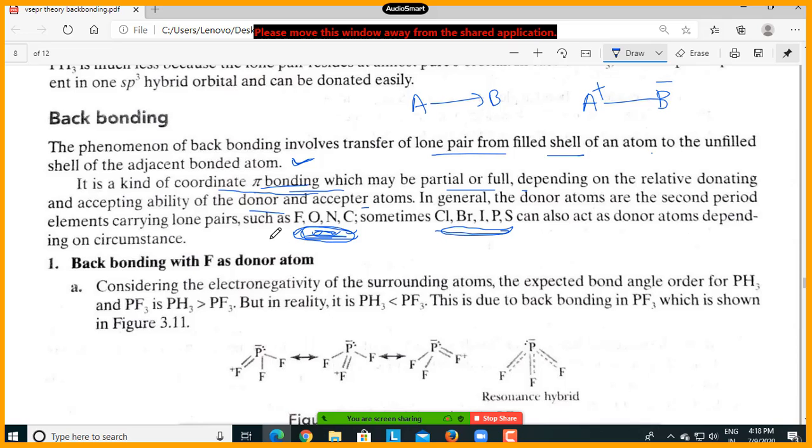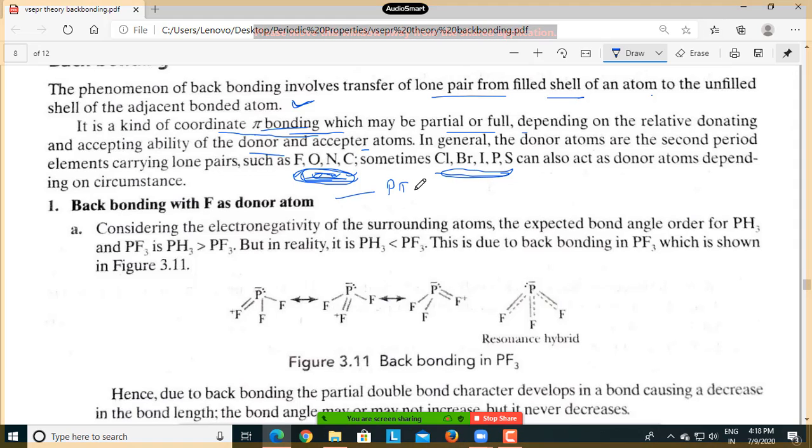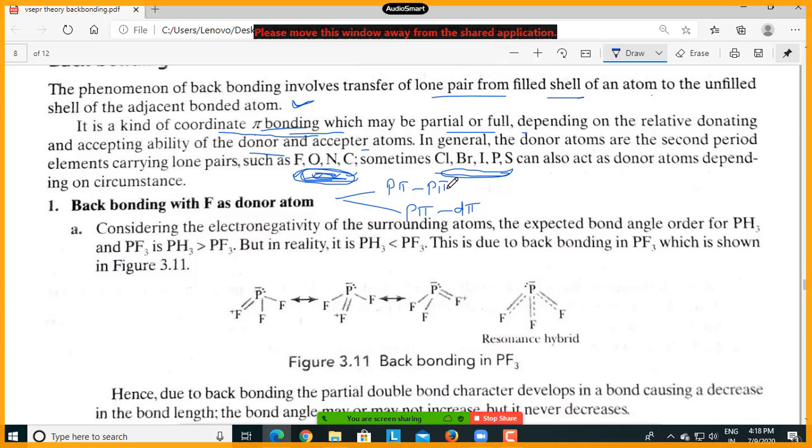Back bondings are two types, pπ-pπ back bonding, pπ-dπ back bonding. So here you see, considering the electronegativity of some atoms, the expected bond angle of PH3 and PF3, PH3 greater than PF3, but in reality PF3 is less. This is due to back bonding in PF3.